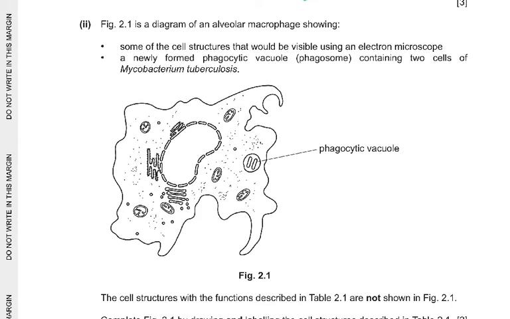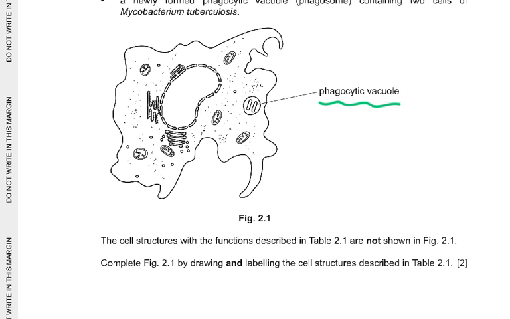Figure 2.1 is a diagram of an alveolar macrophage showing some of the cell structures that are visible using an electron microscope. A newly formed phagocytic vacuole containing 2 cells of Mycobacterium tuberculosis. So they are showing you some of the cell structures, and a newly formed phagocytic vacuole, phagosome, which is written here, containing 2 cells of Mycobacterium tuberculosis. The cell structures with the functions described in table 2.1 are not shown in figure 2.1. So we're talking of the ones in table 2.1 that are not shown in figure 2.1.